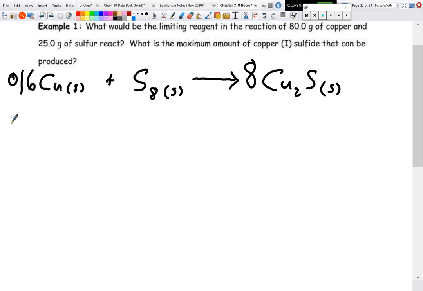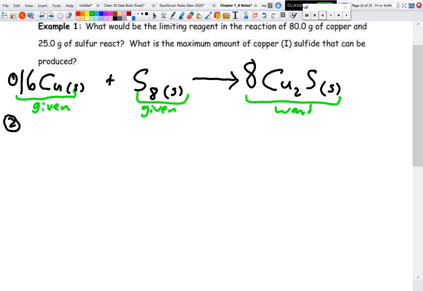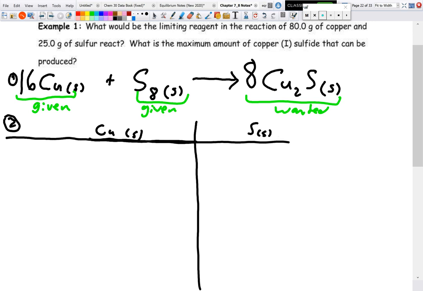Now, for our step 2, it is find the number of moles of your given substance. So we have 2 givens here and only 1 wanted. So you need to organize your work just to make sure you are doing them right. What I like to do, especially for step 2 and 3, is do a little T-chart where we have copper, solid, and then organize it, and then we have sulfur over here. Now you don't need to do it this way, but it definitely helps.